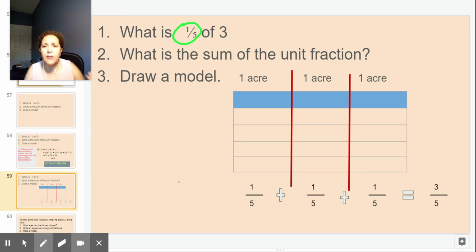So I know that the math is easy, numerator times numerator, denominator times denominator, and it gives you your answer. But I want you to see it. You need to be able to see it and understand what it means because you're taking 1/5 of the 3. So you're taking 1/5 of each of those 3.